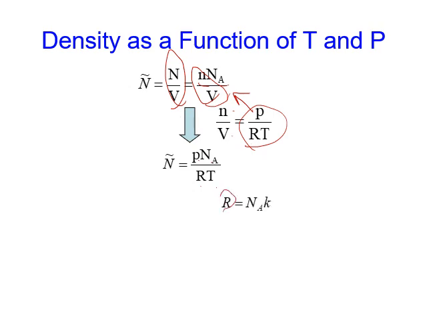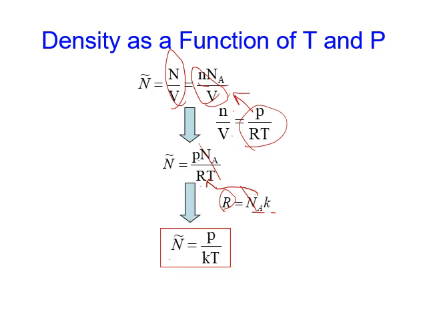The R constant can also be written as Avogadro's number times the Boltzmann constant. So it goes here, and the Avogadro's number cancels. And so you have number density equals pressure divided by temperature times the k constant. And that tells you that number density will increase when you increase pressure. And that's not surprising. Okay, increased pressure, molecules become more compact, so number density increases.